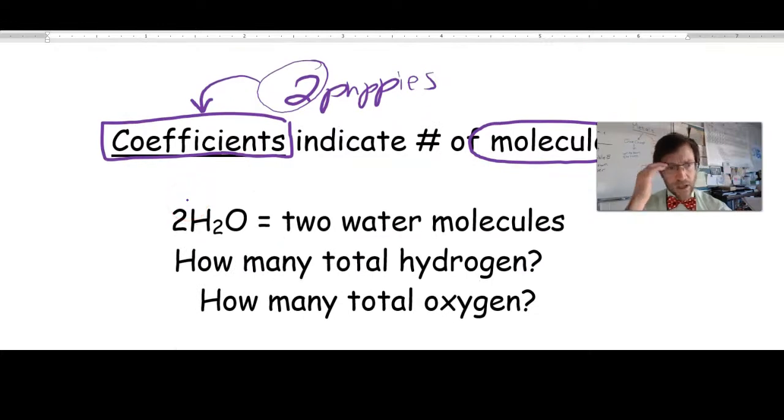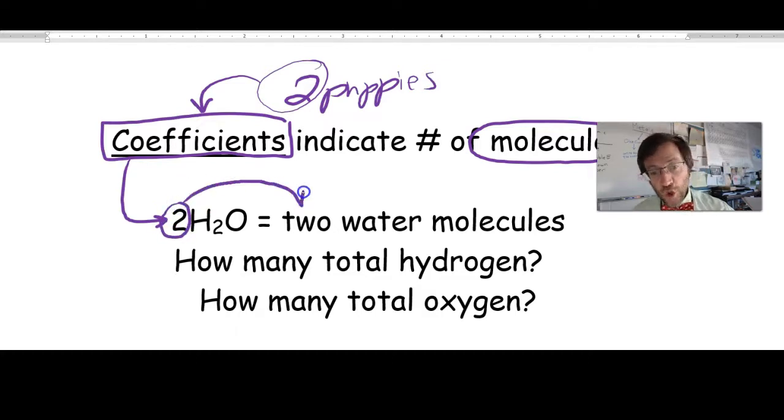Does that make sense? So this coefficient, the big number out front, tells us that there are 2 water molecules. Does that make sense? And so you're going to be asked, how many water molecules are there? Like, how many molecules are there? Well, there's 2. You're also going to be asked, how many hydrogens are there? How many oxygens are there? And it works like this.